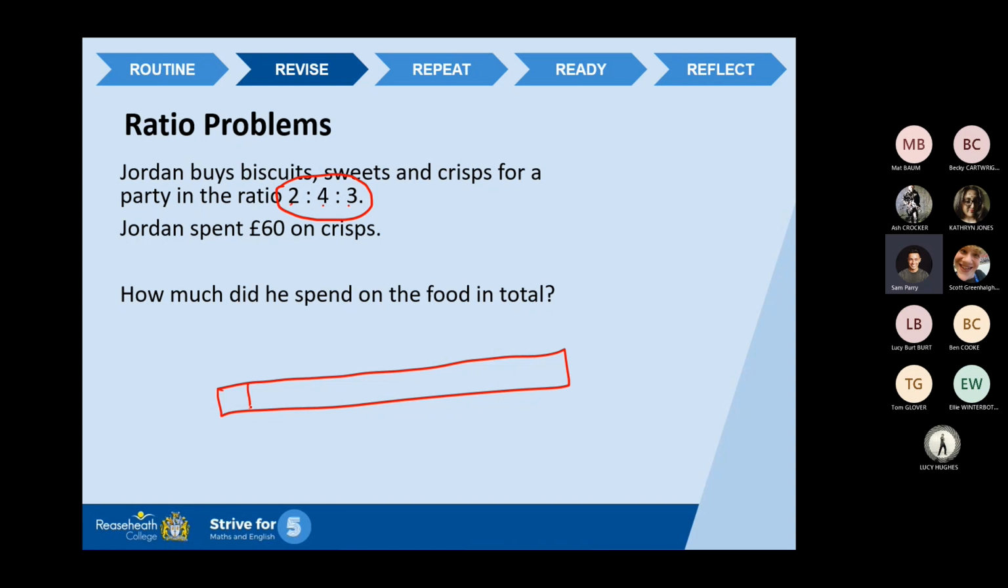So 9 parts: 1, 2, 3, 4, 5, 6, 7, 8, 9. It says biscuits, sweets, crisps in the ratio 2 to 4 to 3. So there's the 2, there's the 4, there's the 3. B for biscuits, S for sweets, C for crisps. Now, this is the crucial bit. I've set up my bar, I've labeled it. Now I need to put the numbers in.